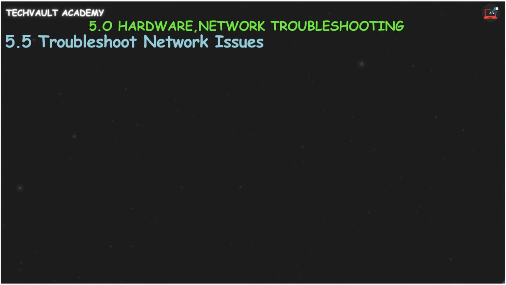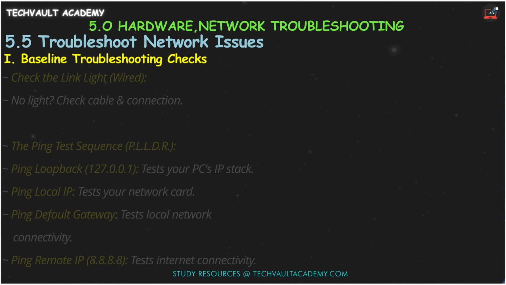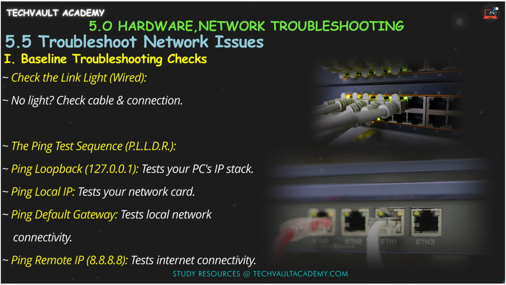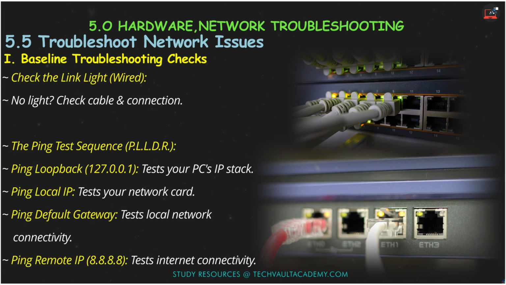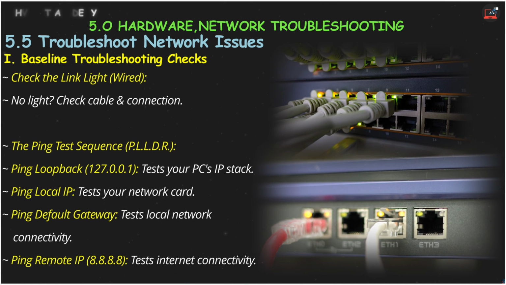Before you start, get a baseline. For a wired connection, check the link light on your network port. No light often means a bad cable or connection. Then, perform a sequential ping test.